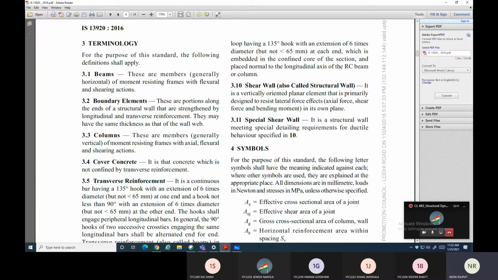Then shear wall, or it is known as structural wall also. It is a vertically oriented planar element that is primarily designed to resist lateral force effect in its own plane. Right, so this structural wall or shear wall is specifically designed to resist the lateral force, that is the earthquake force only. Right, this wall is not designed for gravitational force.